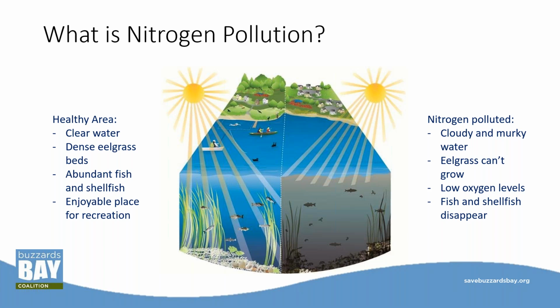On the right side of this cartoon is an image of a nitrogen polluted system, where we have too much nitrogen coming in and we end up with cloudy and murky water where there's not sufficient light getting through for eelgrass to grow and thrive. We end up with low dissolved oxygen concentrations, and fish and shellfish disappear.